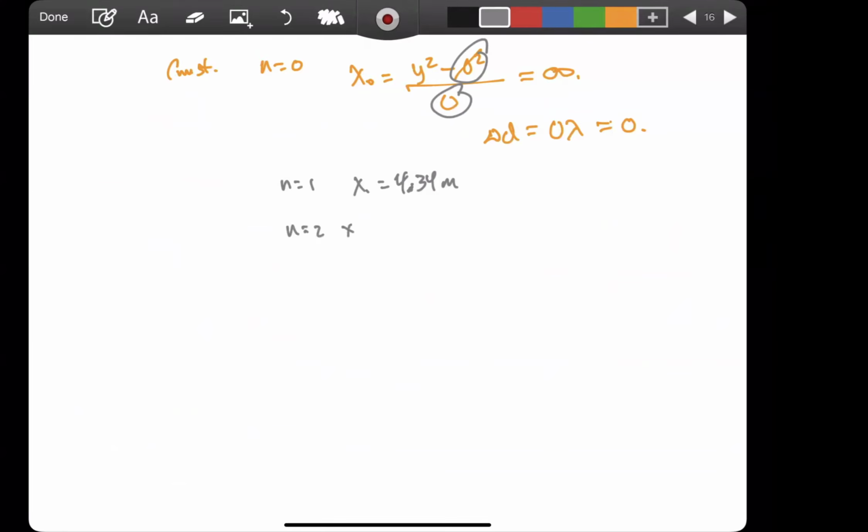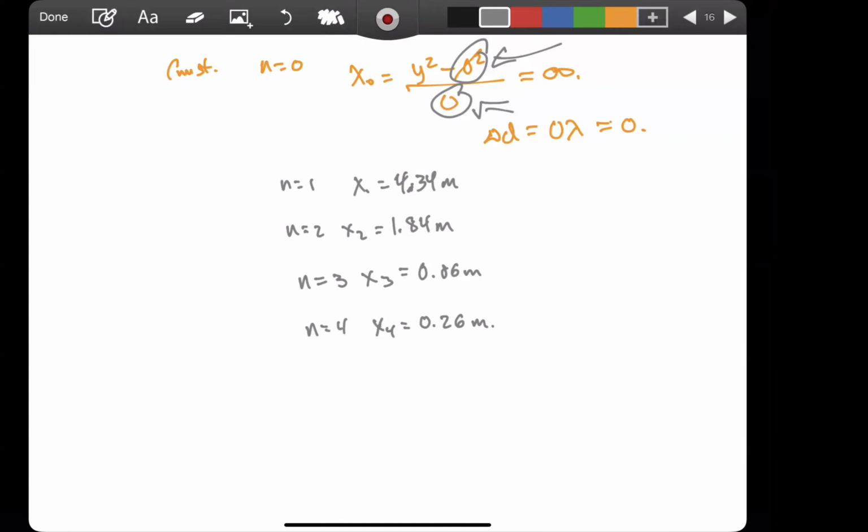For n equals 2, we get x2, which is equal to 1.84 meters. So I have to go almost 3 meters closer. For n equal to 3, we get x3 equal to 0.86 meters. And finally, n equal to 4, we get x4 equal to 0.26 meters. Again, simply plugging in all the expressions for these. Notice each one gets closer and closer to the speaker itself, S1 here. If I go to n equal to 5, I get simply a negative number, and again, all we want is the positive x-axis.